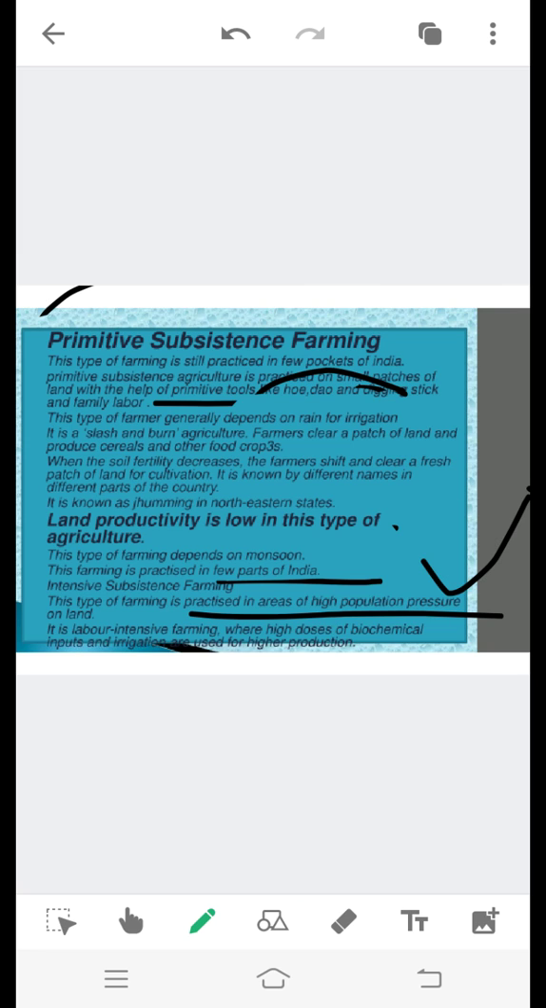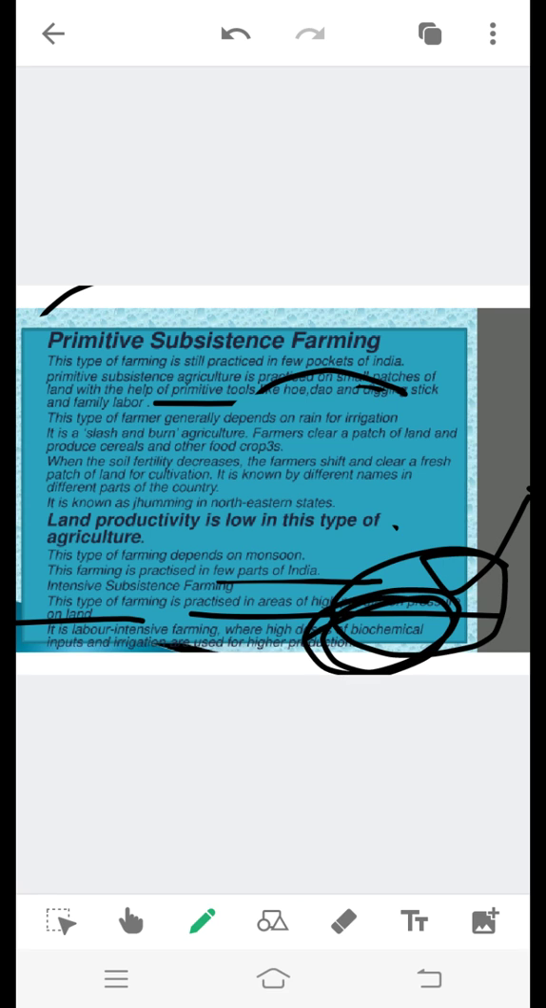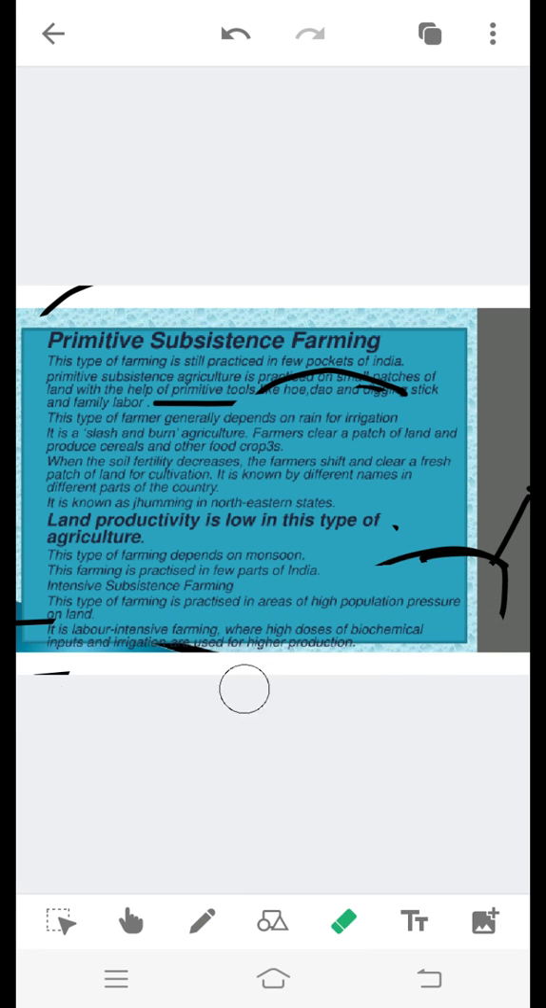So here population increased whereas land remained the same, because of which pressure on the land increased. I hope it is clear. It is labor intensive farming where high doses of biochemical inputs and irrigation methods are used for higher production. It is a practice in areas of high population and has pressure on the land.